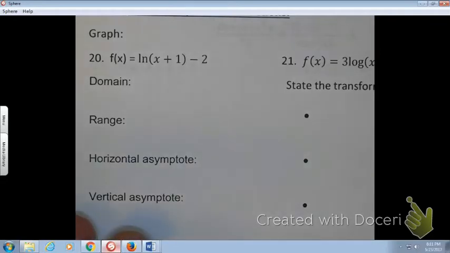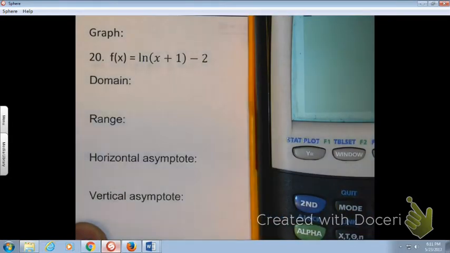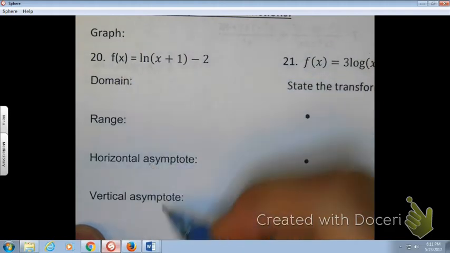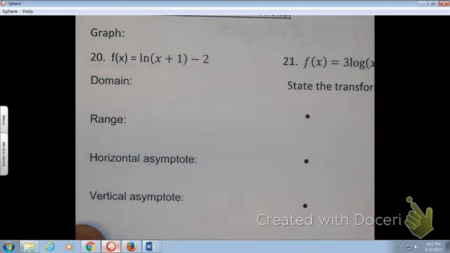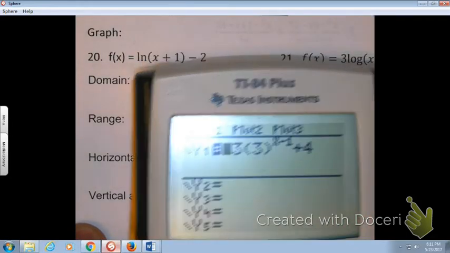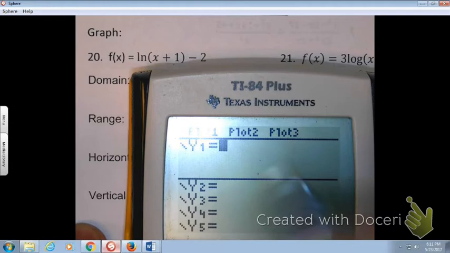Okay, for 20, this is going to be a lot of graphing. That is the easiest way that you can tell. So we're asked to find the domain, range, horizontal, and vertical asymptote of this function. So the first thing that I want you to do is graph it, okay? So when you graph it, you're supposed to have exactly like this.